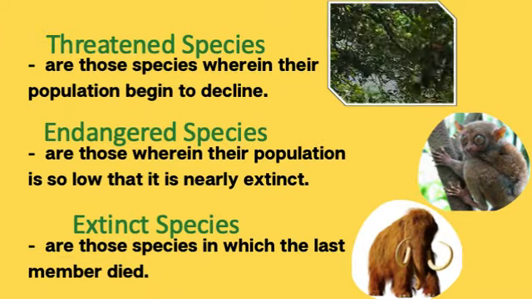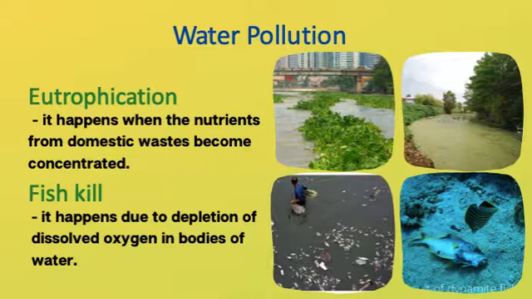Another environmental issue that may affect the community is water pollution. Have you seen a river or a lake full of water lilies or green algae that blooms above its water? If yes, it is because of the so-called eutrophication, a major water pollution problem in many bodies of water. It happens when the nutrients coming from domestic waste become concentrated.